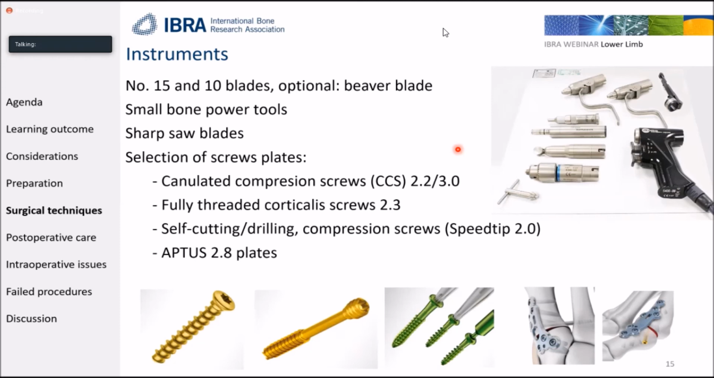They're really nice if you want to fix a Weil osteotomy, or maybe a correcting osteotomy of the fifth metatarsal. And of course, you're going to need some plates. I'm using plates up to 2.8, which you can see on the bottom side here.